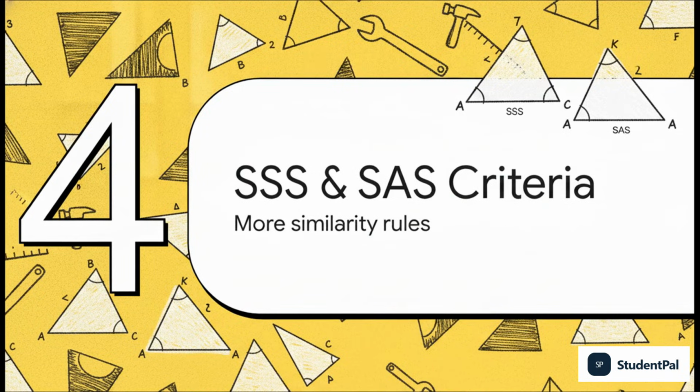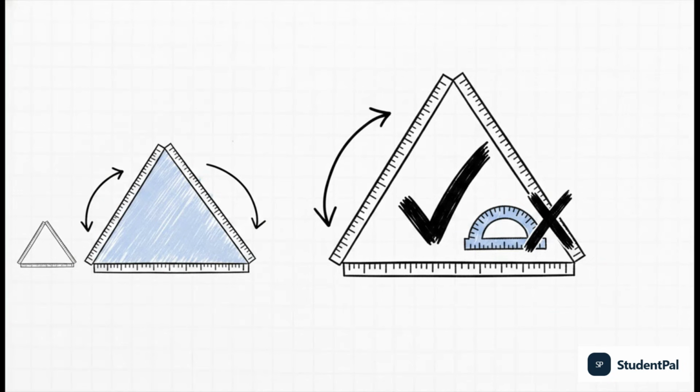We are cruising now. Let's hit section 4 and pack the final two massive tools into our geometry toolkit, the SSS and SAS criteria. SSS stands for side, side, side. This is Theorem 6.4, and honestly, you can just think of it as the exact reverse of the AA criterion we just proved. The SSS similarity criterion states that if the corresponding sides of two triangles are proportional, meaning they all share the exact same scaling ratio, then their corresponding angles are guaranteed to be equal and the triangles are similar.